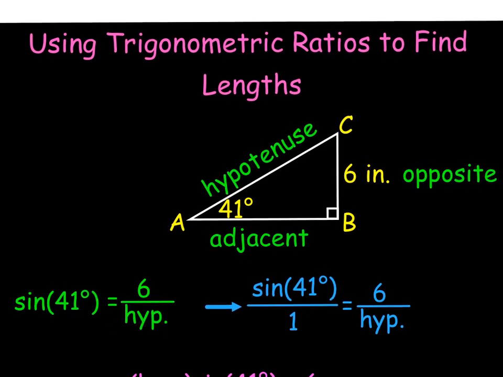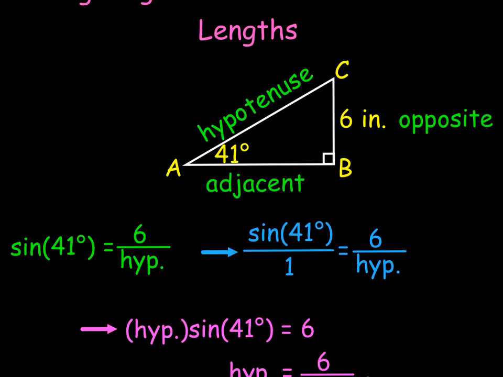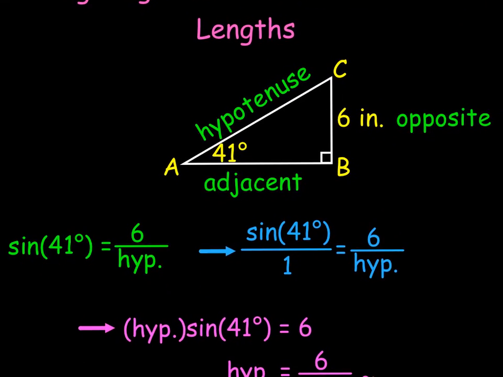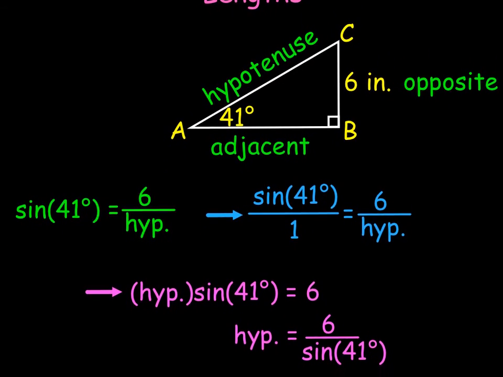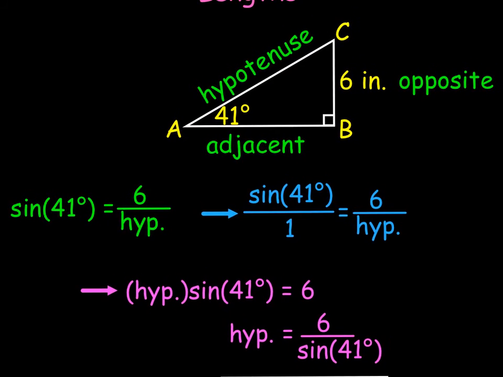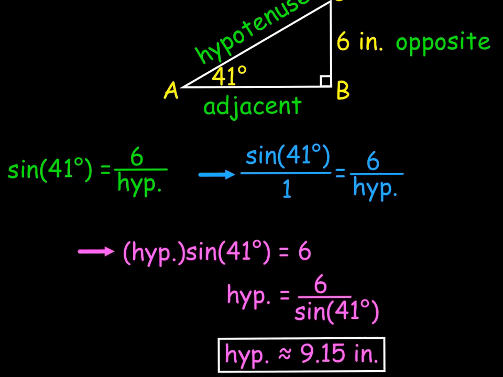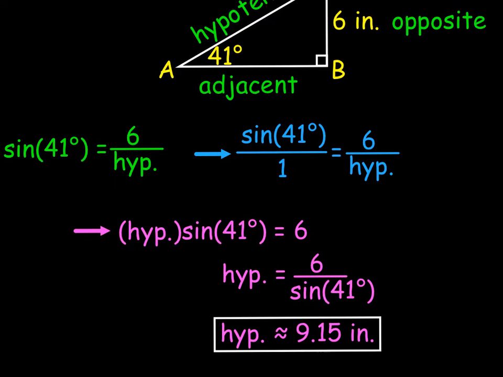So to solve a proportion, remember you just cross multiply. So we're doing the hypotenuse times the sine of 41 degrees right here, and then it's going to be equal to 1 times 6, which is of course 6, and then we're just going to solve for the hypotenuse. So if you look at this equation, what's happening here is that we have the hypotenuse times sine, or sine times the hypotenuse.